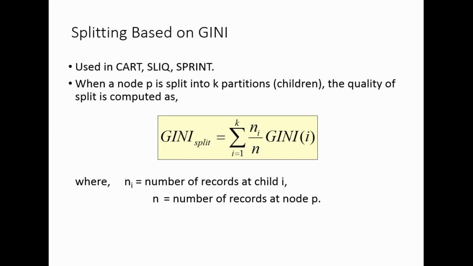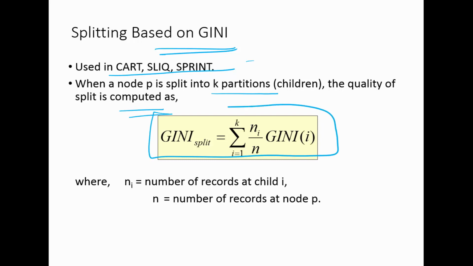So, splitting based on Gini. Based on Gini values, you can actually split. It's used in all such cases. When a node P is split into K partitions, the quality of the split is computed like this. This is just another formula to calculate the quality of the split, and that's one criterion used to find out what the number of partitions should be. That could be K equal to 2, 3, 4, or more. Normally it is always 2 or 3 or a maximum of 4, not many partitions would you come across.